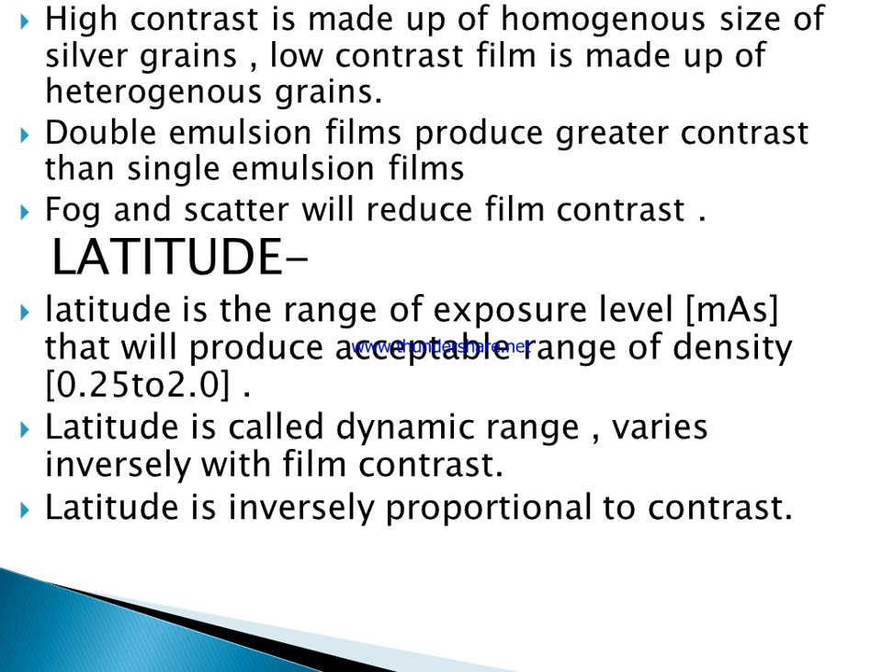Highest contrast is made up of homogeneous size of silver grains. Low contrast is made up of heterogeneous grains. Double emulsion film produces greater contrast than single emulsion film. Fog and scatter will reduce film contrast.